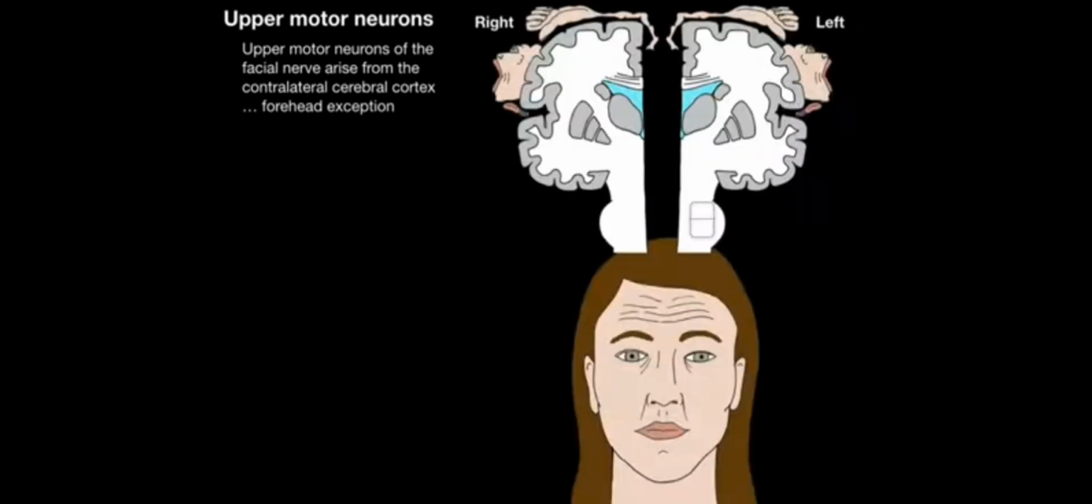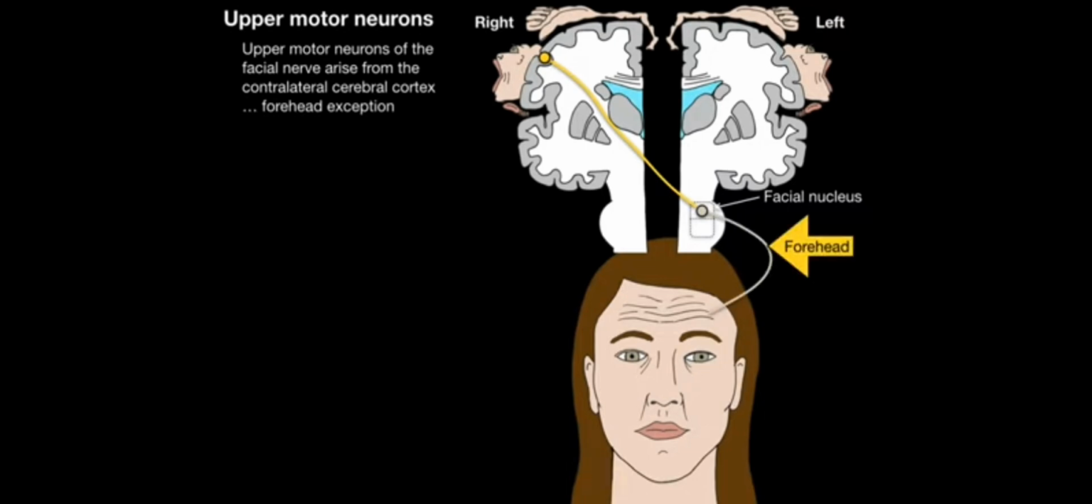So let's now talk about upper motor neurons. So upper motor neurons of the facial nerve arise from the contralateral cerebral cortex. And there's an exception with the forehead, so hold that thought. So here in this section, we see the facial nucleus. And there in the upper right cerebral cortex, by the forehead part of the homunculus, an upper motor neuron descends through the internal capsule, synapses with a lower motor neuron that goes specifically to the forehead.